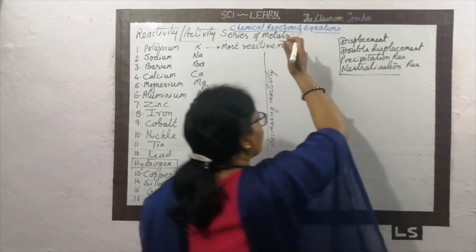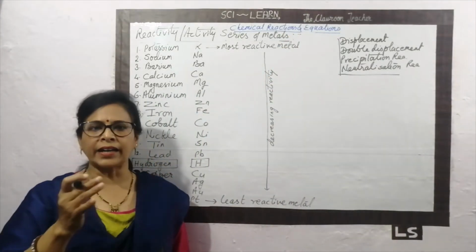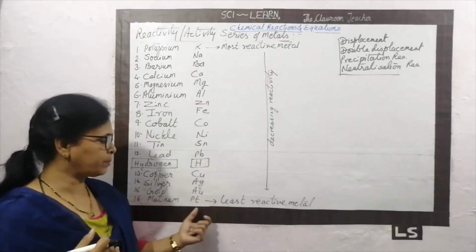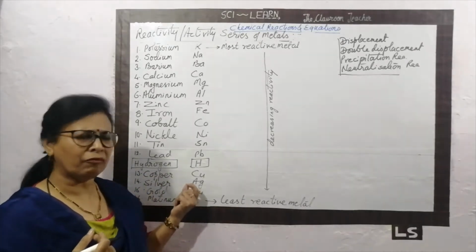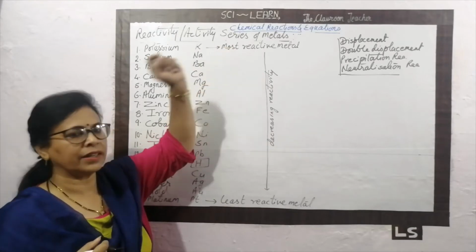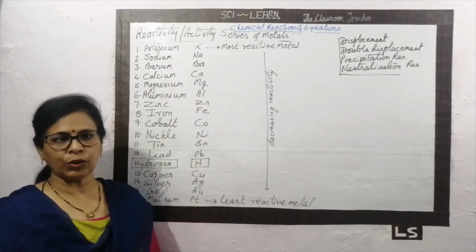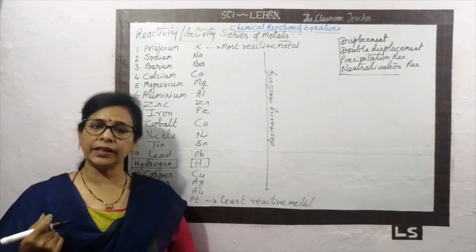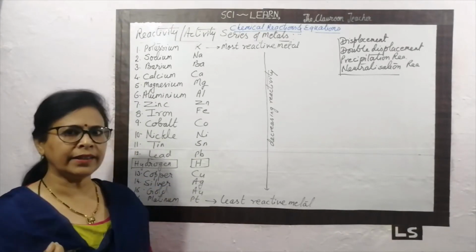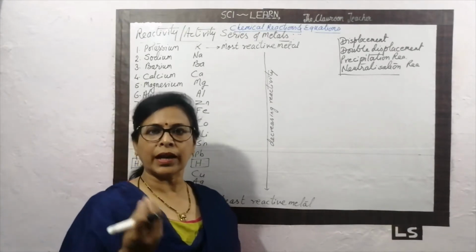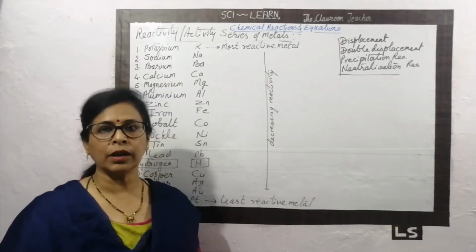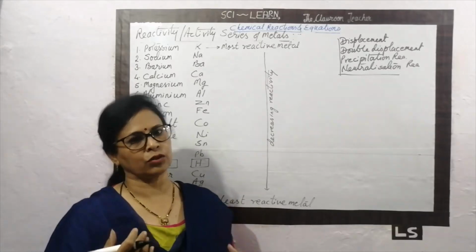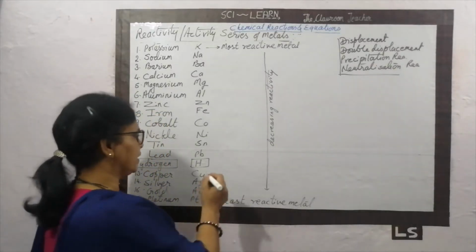Okay, when we move from upward to downward, the reactivity reduces, and the reactivity of platinum is very little compared to the reactivity of potassium. As we know, potassium and sodium are highly reactive metals. You already studied in 8th class, we kept sodium in kerosene. Why do we keep sodium in kerosene? Because it is highly reactive. So this is the reactivity series of metals. Now one question is there.